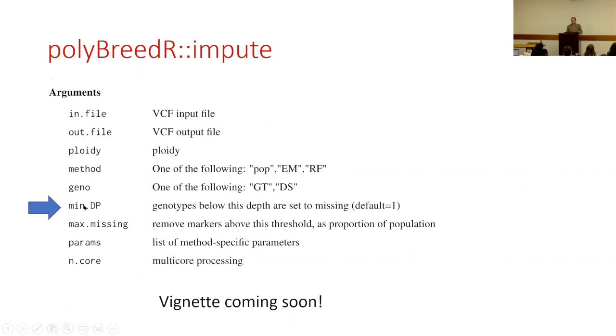And the parameter in the impute function that controls this is the min.dp parameter. That's how you can control, when you take an existing BCF, which genotype calls are masked or not utilized for individuals, depending upon what minimum depth threshold you want to use.